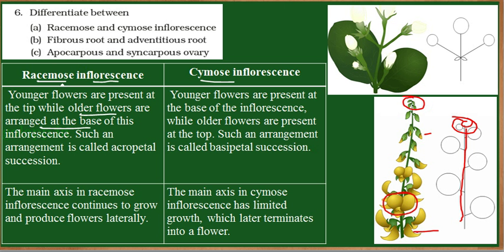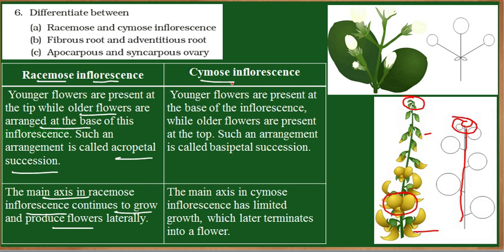And in racemose inflorescence, the growing tip does not have any flower. So this arrangement is called acropetal succession. So that means the main axis in racemose inflorescence continues to grow and they produce flowers laterally. The growth does not end over here because it does not end with a flower.